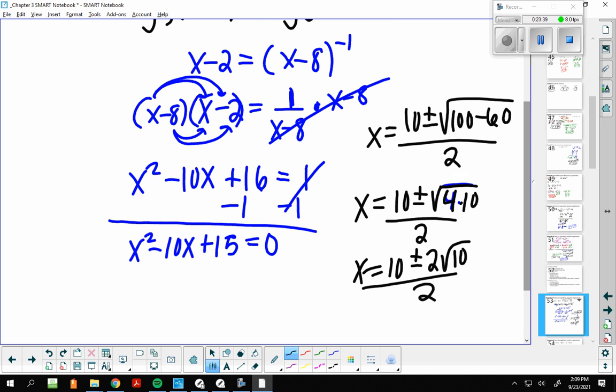Do my 3 outside numbers simplify? Yep. So pull a 2 out of each of them. So that's 1, and that's 5. So x equals 5 plus or minus root 10. But that's not it. So let me go back to the rules.